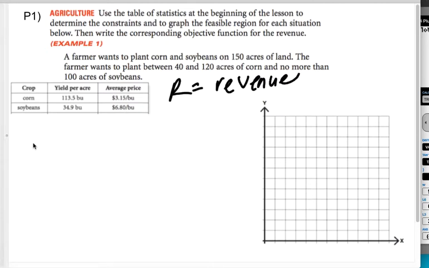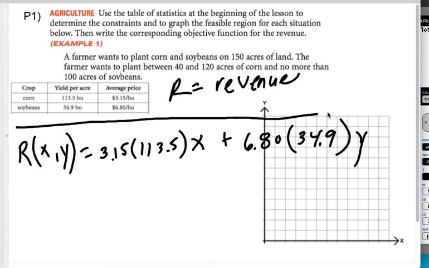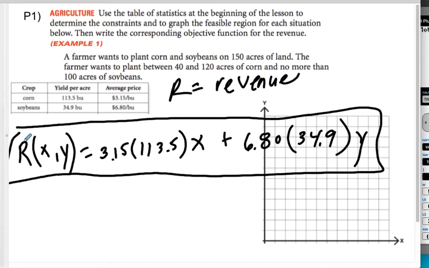And again, if you remember what we did last time, you could actually kind of cheat and say, wait a second, I get it. My R in terms of x and y is the number of bushels times the amount per bushel. So the 315 times the 113.5 x plus the 680 times the 34.9 y. And one of the things to notice here, and this is the reason that if you're a farmer, you have to pay attention to this kind of stuff, is that you get a lot more money for planting soybeans, but you also get a lot less yield on those crops, right? So you're going to have to figure out the right balance to try and meet all of those goals, right?